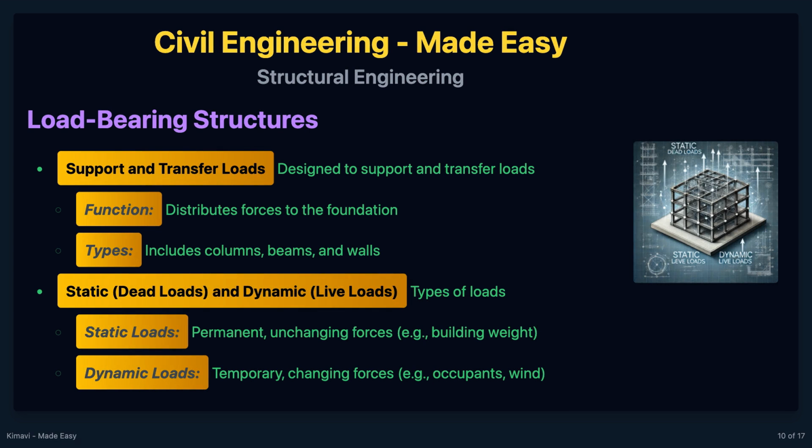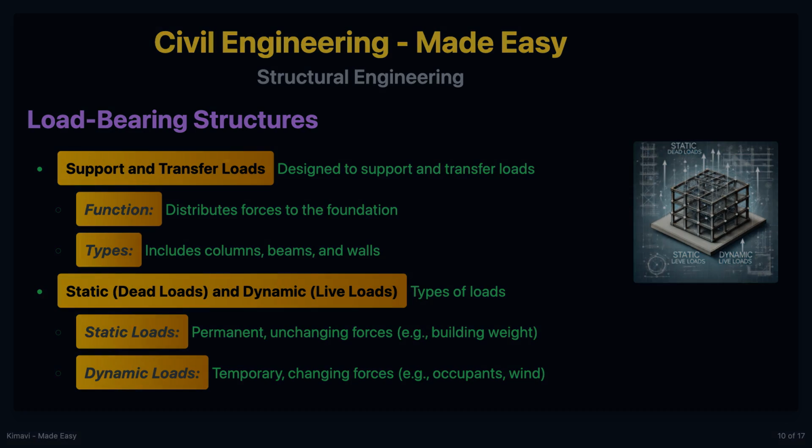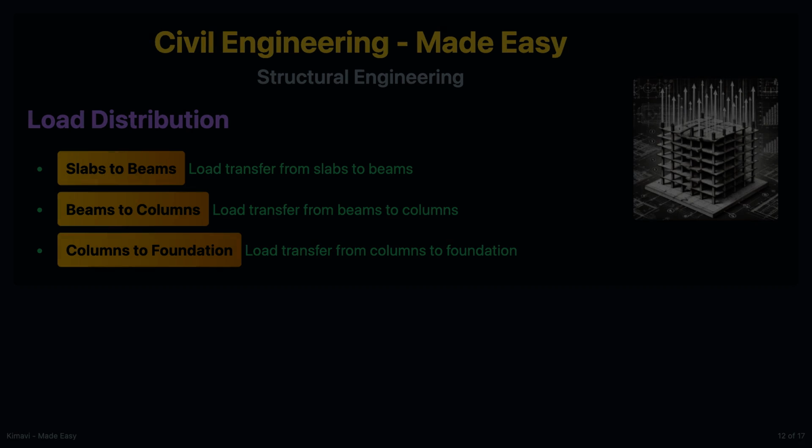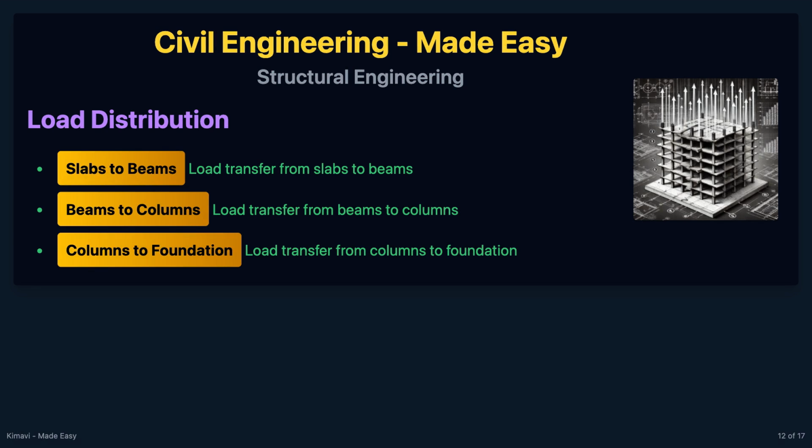Load-bearing structures are designed to support and transfer loads safely to the ground. These loads can be static, such as dead loads, or dynamic, such as live loads. There are various types of loads that structures must support, including dead loads, which are permanent, live loads, which are temporary or movable, wind loads, and seismic loads. In load-bearing structures, loads are transferred from the point of application through various structural elements to the foundation. For example, in a building, slabs transfer loads to beams, beams transfer loads to columns, and columns transfer loads to the foundation.